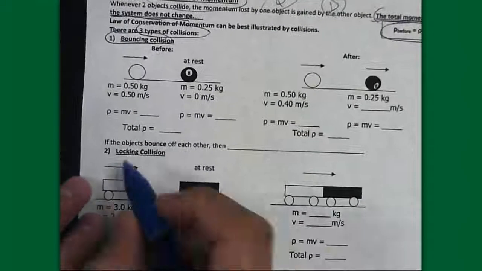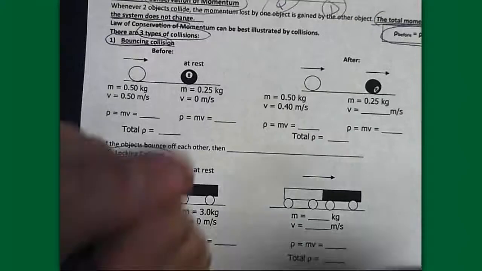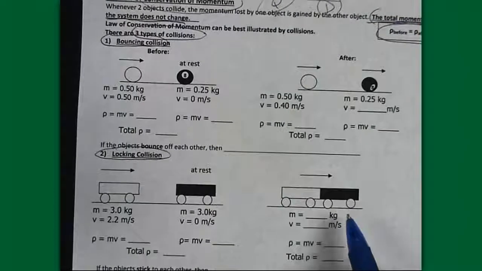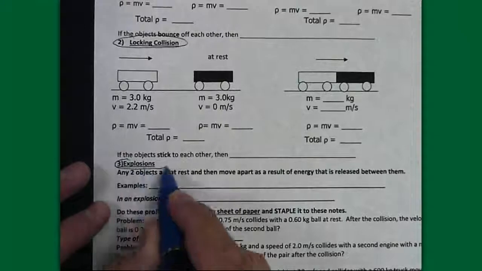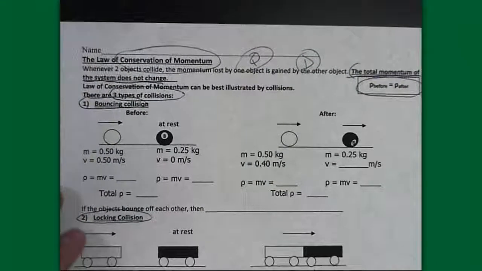The second type of collision we'll talk about is a locking collision, where two objects collide and actually physically stick together in the collision, and they move off of the collision as one object. And then the third type of collision is called an explosion, which I'll talk about exactly what that means in a minute. So, bouncing collision, let's talk about it.